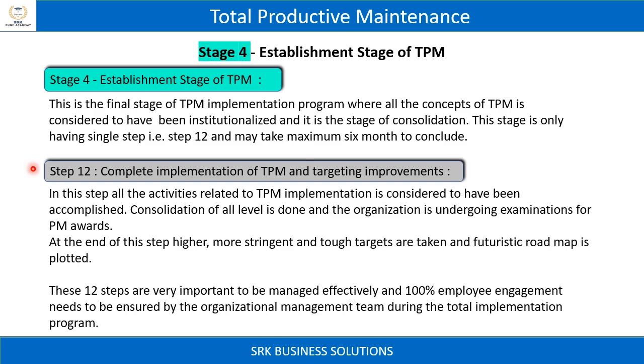In this step, all the activities related to TPM implementation are considered to have been accomplished. Consolidation of all levels is done and the organization is undergoing examinations for PM awards. At the end of the step, higher, more stringent and tough targets are taken and a futuristic roadmap is plotted. These 12 steps are very important to be managed effectively, and 100% employee engagement needs to be ensured by the organizational management team during the total implementation program.